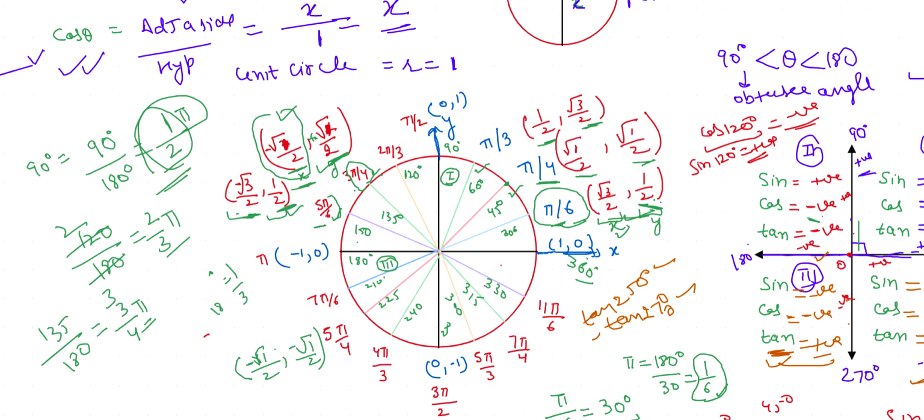So you just have to look at the quadrant. You can find the values from only the first quadrant. Then from the values of the first quadrant, you can find the values for the second quadrant, as well as the third quadrant and fourth quadrant. You just have to look at the signs, which sign you have to use. Clear? So this is the unit circle.